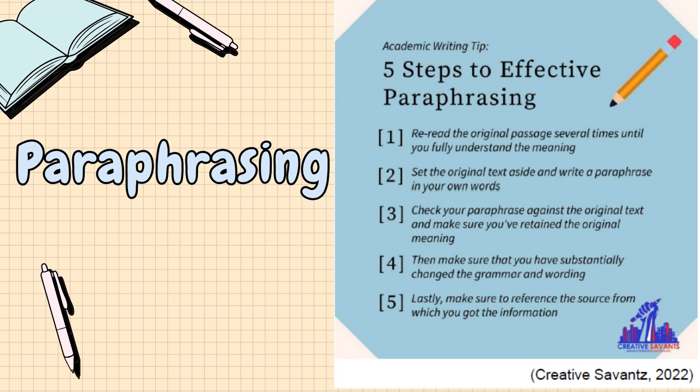Number 4 says, make sure that you have substantially changed the grammar and the wording, and I think that speaks to the first point that I was making. So if you reread it, you will change a bit of the writing, the grammar and the wording, maybe the structure, maybe you'll add synonyms, maybe you'll change terms, but the meaning should still remain the same. Then the last one, make sure to reference the source from which you got the information. And I think I've emphasized that one in the beginning.